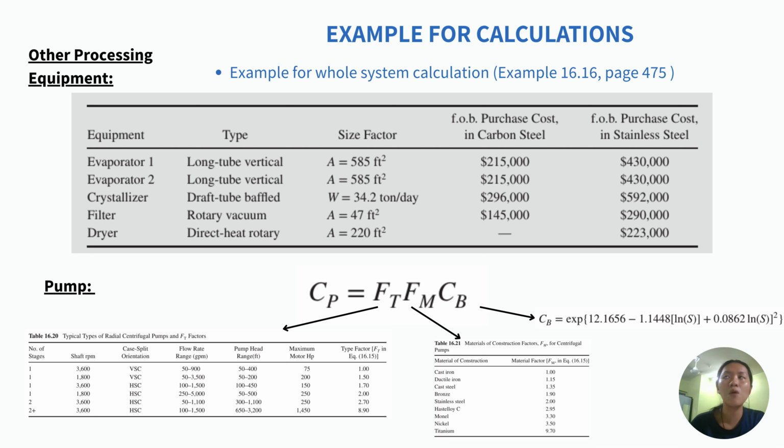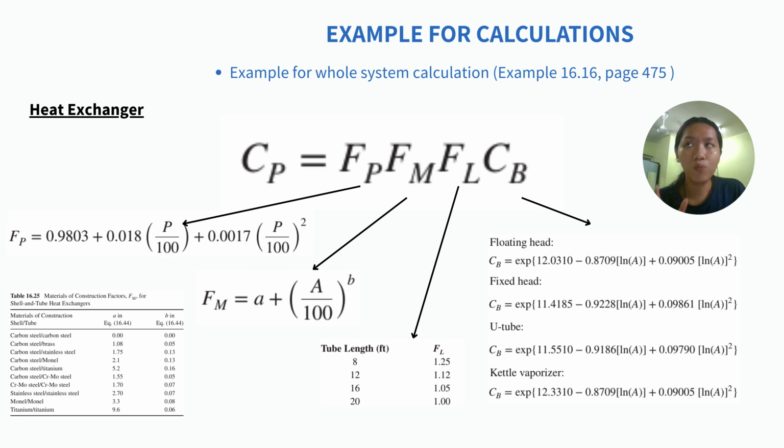Next, I'm going to explain the most widely used equipment. The first one is the pump. For the pump, we just need to use this equation, which is FP multiplied by FM and also CB. For FP, we can use the table that I present here right now, and for FM and CB using this equation, and then substituting the size factor, we can obtain the value of CP.